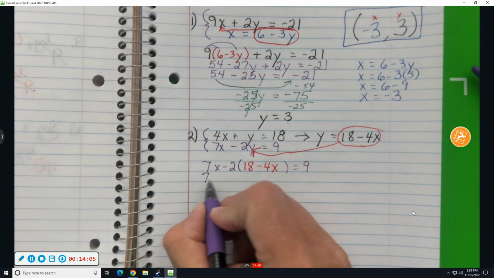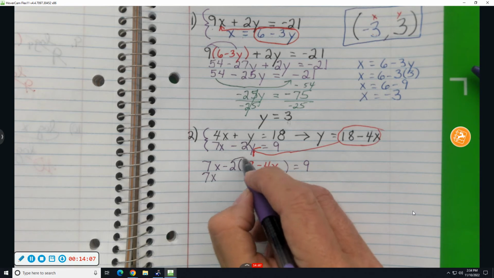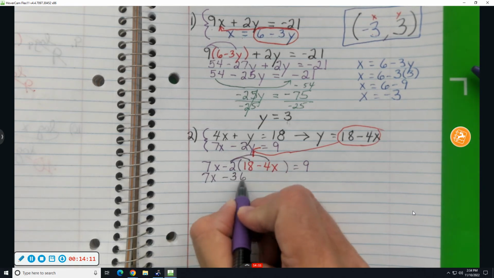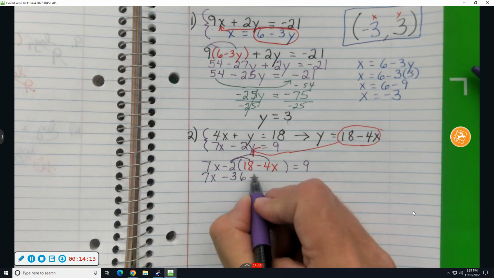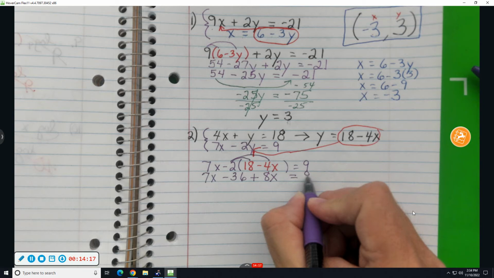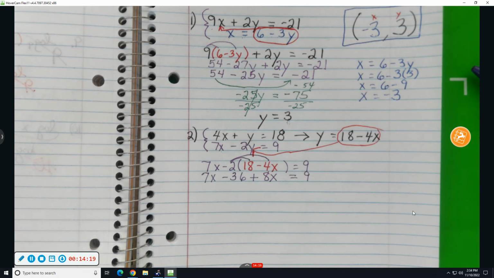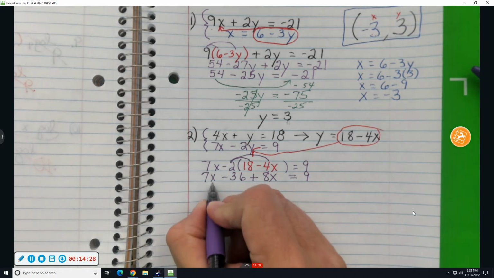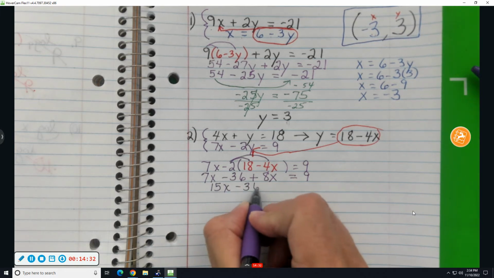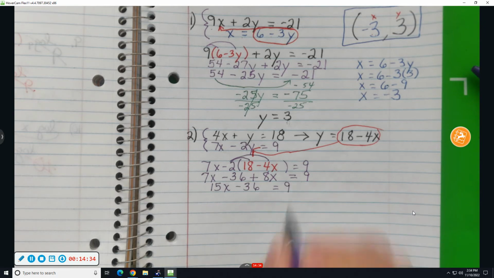So we have 7x. Is that going to be a minus 36? Yes. And a plus 8x? Yep. So I get rid of the parentheses, combine the like terms. I can combine the 7x and 8x. So that's 15x minus 36 equals 9.